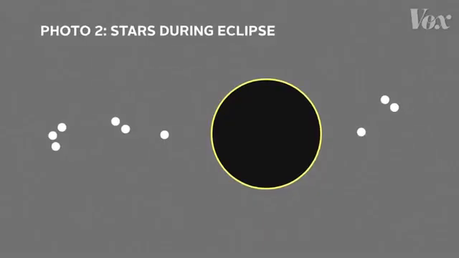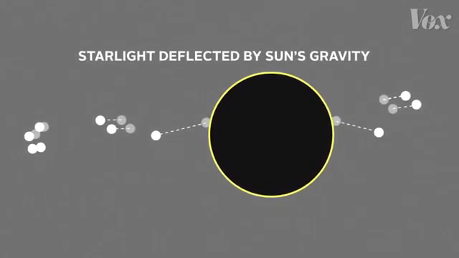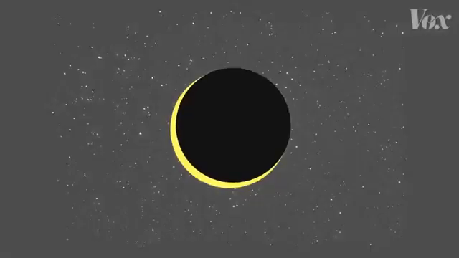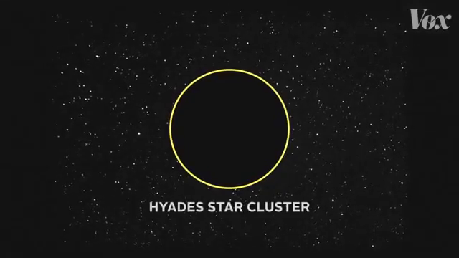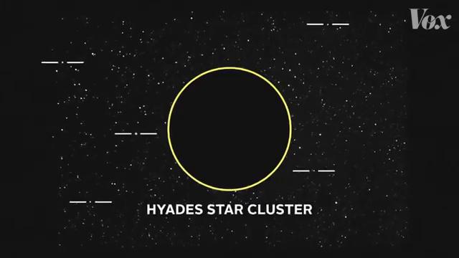If the stars' apparent positions had shifted, it would prove that starlight was traveling through space curved by the sun's gravity. The May 1919 eclipse was the ideal one for this experiment. The sun would be in front of a very dense cluster of stars, the Hyades, and that meant multiple bright stars would be visible during the eclipse.